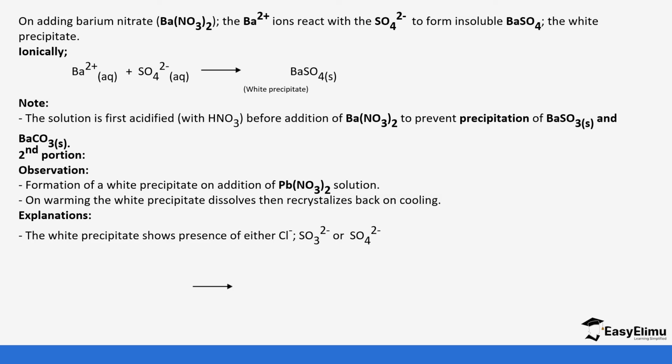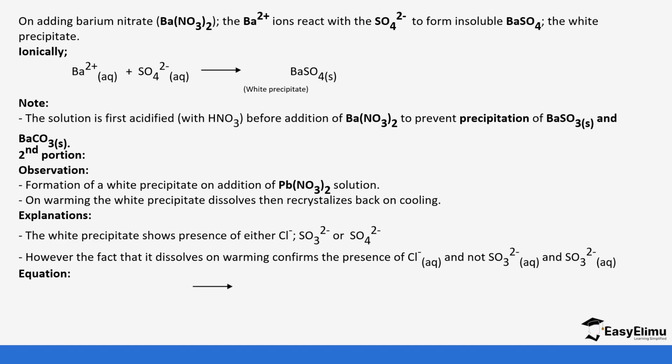But in the second reaction, we only added the nitrate ions in the solution. So it means the lead ions can react with the sulfate ions, chloride ions and sulfite ions in the solution. But if we warm and the white precipitate dissolves, it tells us it's a chloride, because lead chloride is usually a white precipitate, but it dissolves on warming. So that confirms that it's chloride ions and it's not sulfate or sulfite. Please note that. I repeat again.